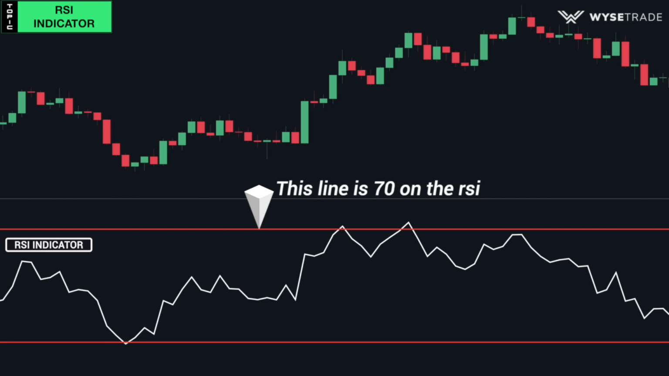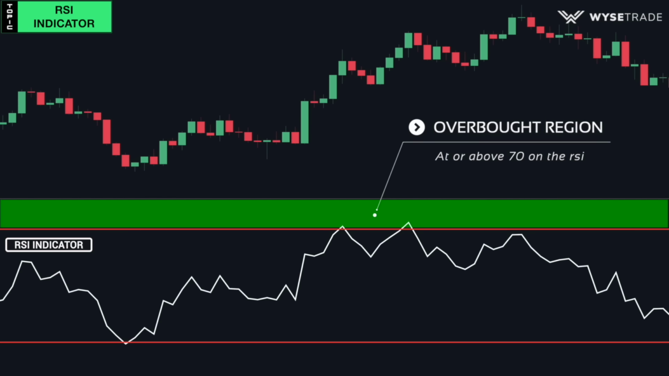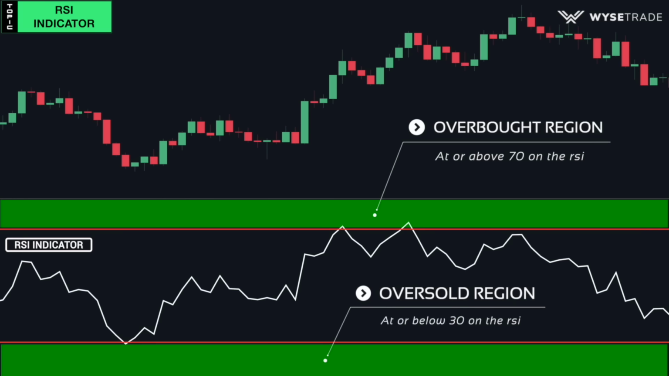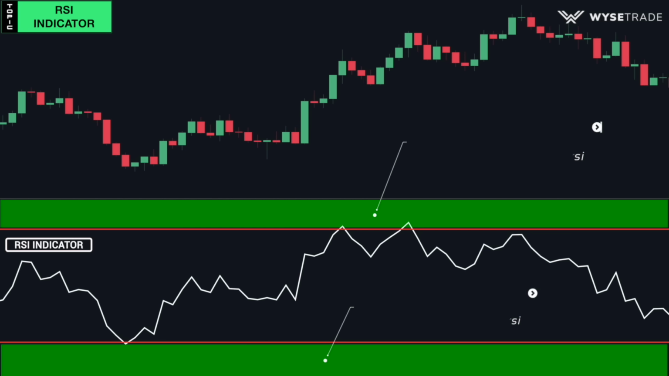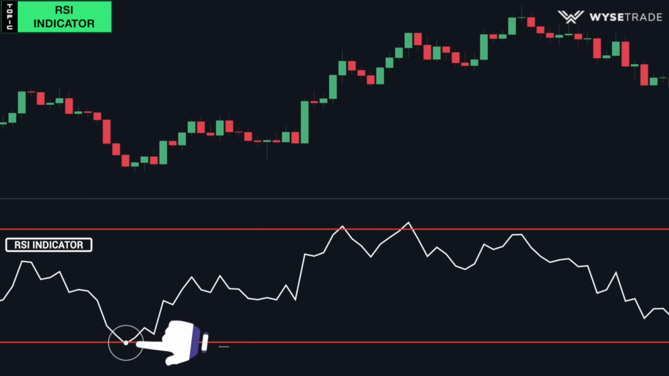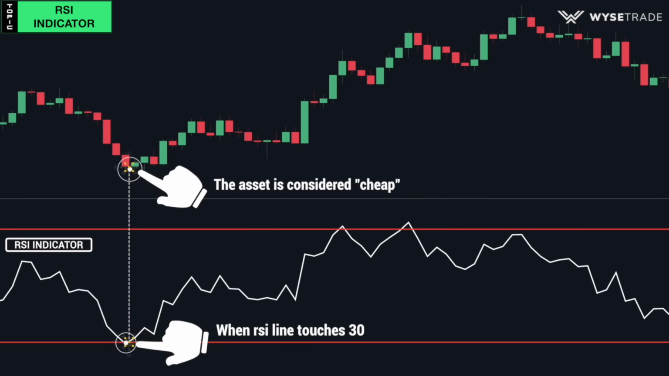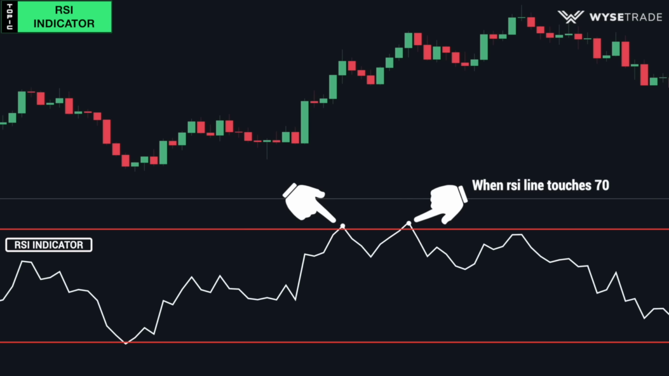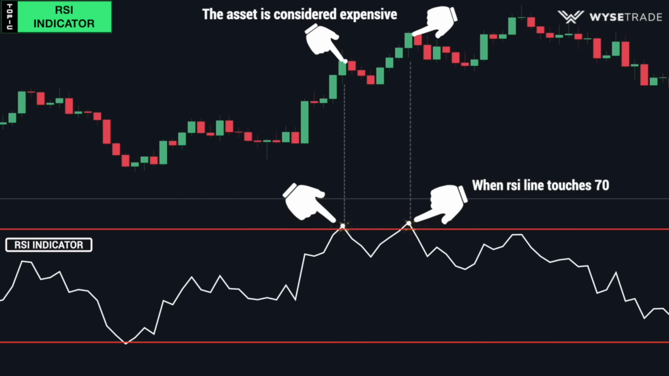Now, this line here is 70 on the RSI, and this line here is 30 on the RSI. Everything at or above the 70 line is what we call the overbought region. Everything at or below the 30 line is what we call the oversold region. So in relative terms, when the RSI line touches the 30, just like it is right here, it indicates that the price of the asset you are looking at is cheap. When the RSI line touches the 70, just like it is right here, it indicates that the price of the asset you are looking at is expensive.